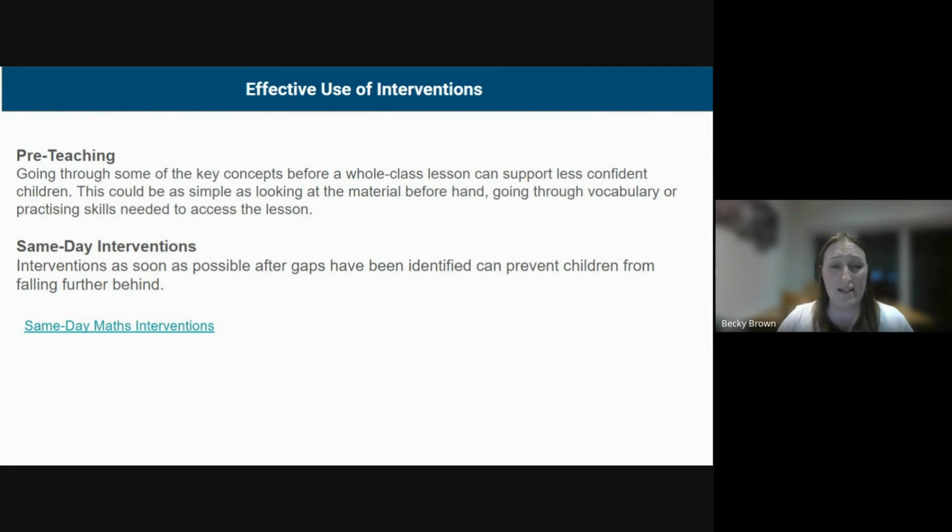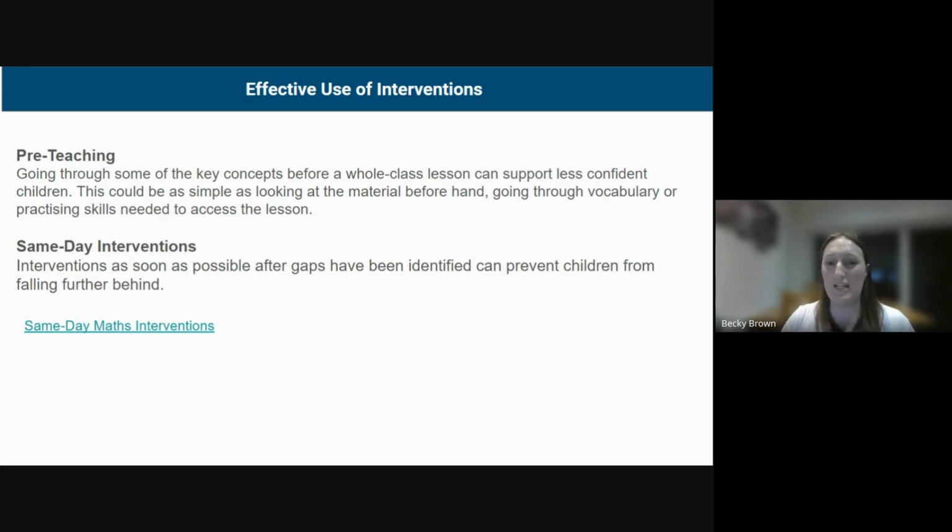Pre-teaching doesn't have to be, it sounds like it's you teaching the lesson before the lesson. It doesn't have to be that. It can literally just be, let's look at what we're going to be doing in today's lesson. Here's the worksheet, for example, that we're going to be doing. Do we understand all the words in there? Can we think of something that we might use on hand to help us? Let's go and get it ready so we're ready for the lesson. Shall we do the first one and see how we get on? Do we know what we need to know to be able to access the lesson?